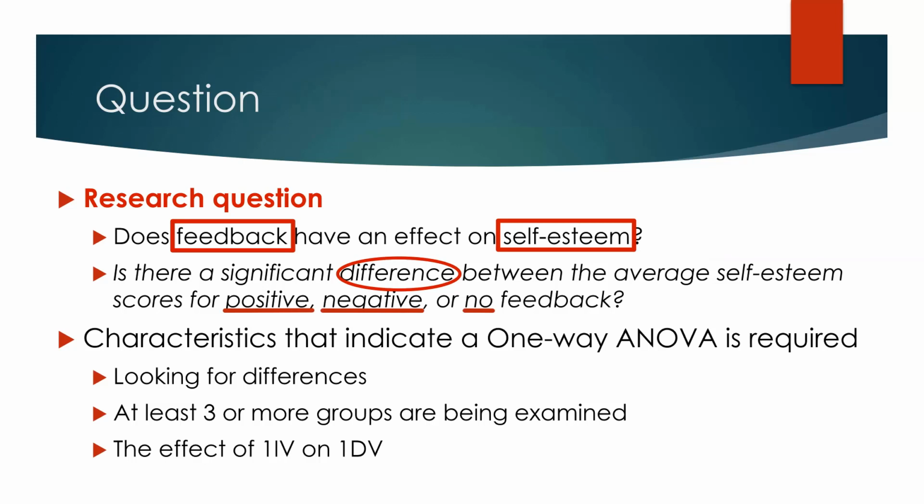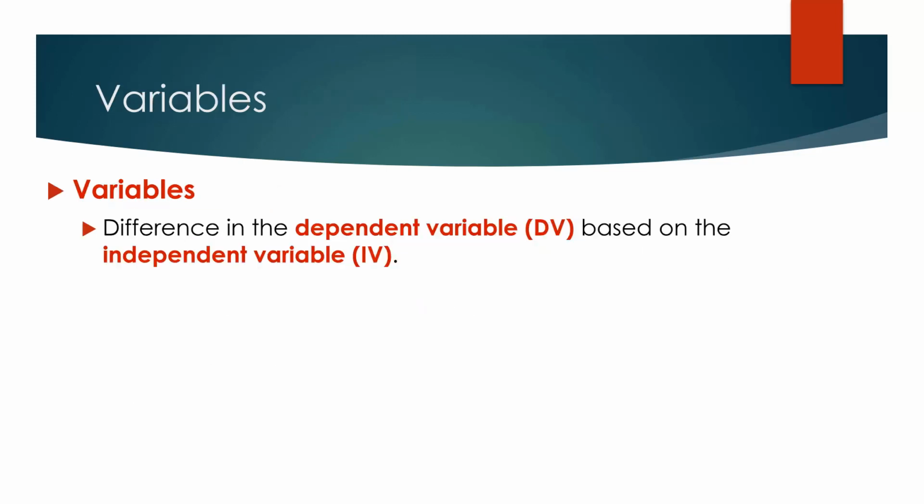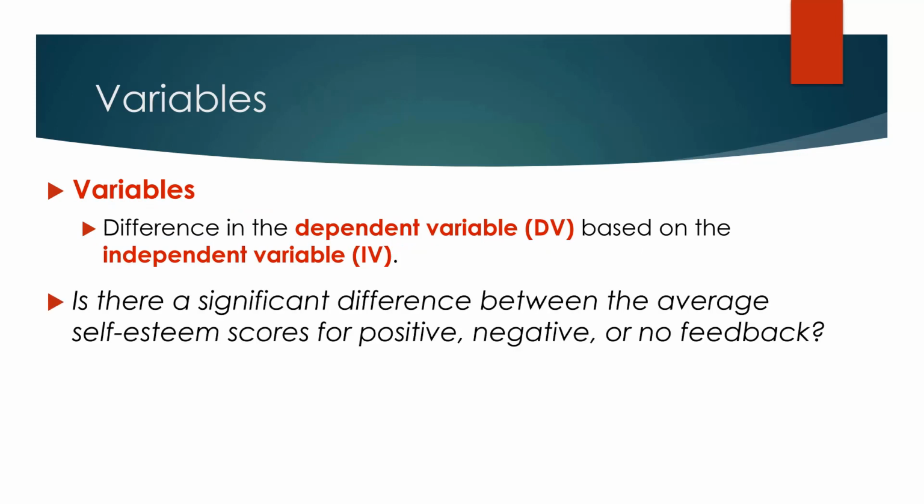So we have, is there a significant difference between the average dependent variable, self-esteem, scores for group 1, group 2, group 3, positive, negative, no, independent variable feedback. So that's how we want to phrase that question. Now, with your variables, how do we identify the independent and dependent variable?